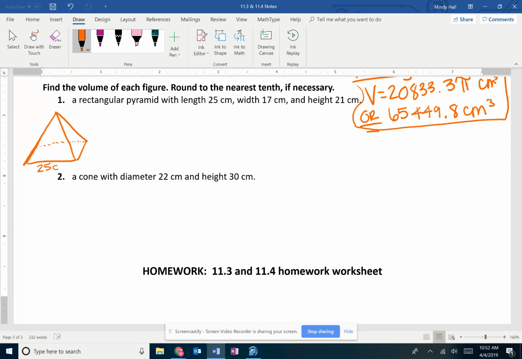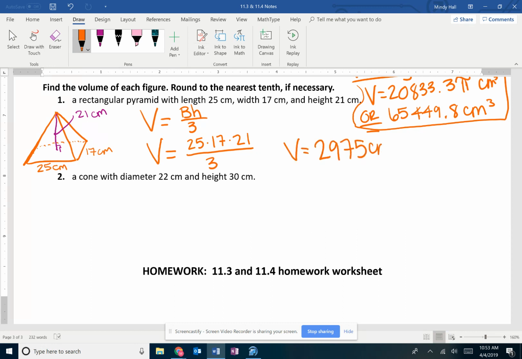we have a length of 25 centimeters, a width of 17 centimeters, and a height, which remember comes from the top all the way down to the bottom and has a little right angle. The height is 21 centimeters. So since this is a pyramid, we're going to have volume equals your base area times height divided by 3. In this case, base area would be 25 times 17, and then my height is 21, so we multiply by 21, all divided by 3. And 25 times 17 times 21 divided by 3 gives you a volume of 2,975 centimeters cubed. So a lot of this, just plug it and chug it.